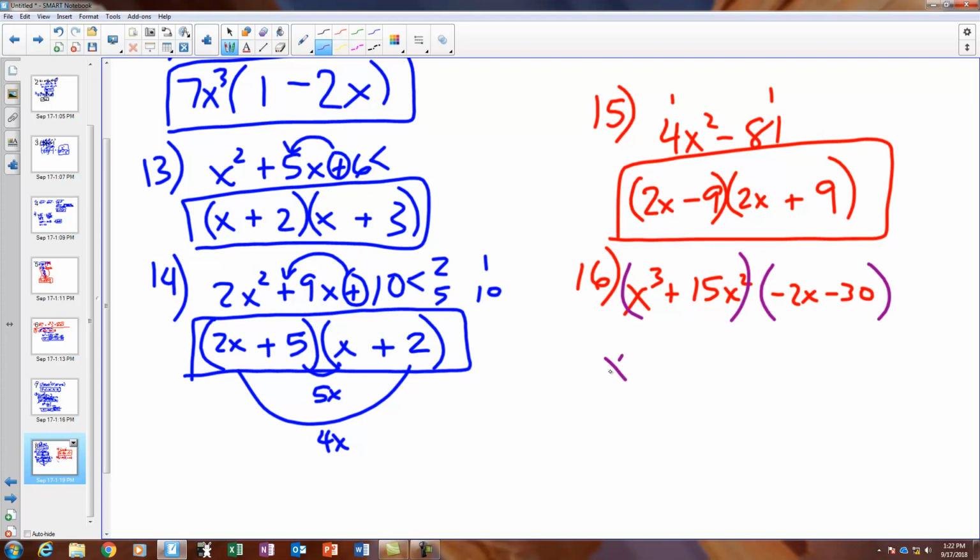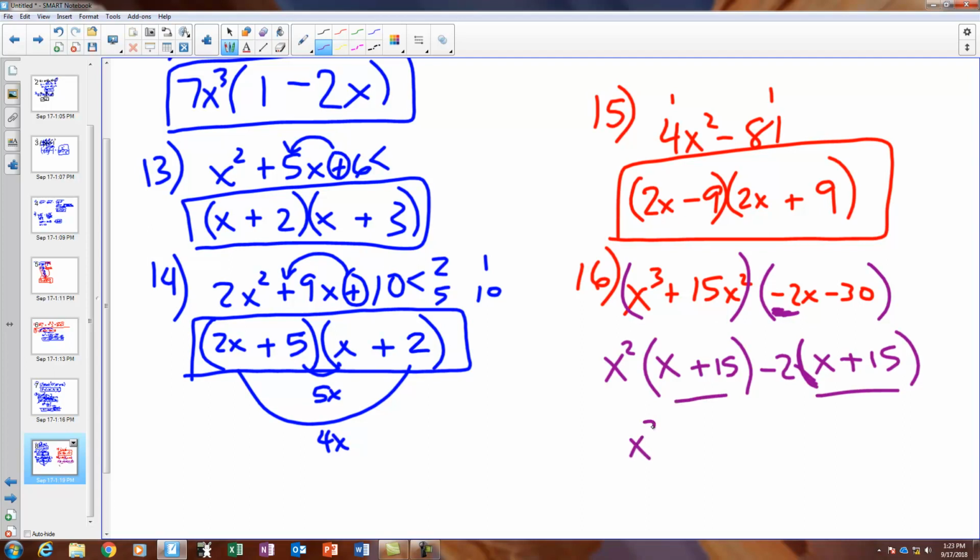In this first parentheses, it looks like x squared is what's common. And that leaves me with x plus 15. In the second parentheses, it's important to take the negative with the 2. So we're going to say negative 2. And if I take that out, that leaves me with a positive x. And because I took a negative 2 out of a negative 30, it should come out positive 15. Because the parentheses match, I'm in a good place. And I should be able to answer with x squared minus 2 times x plus 15.